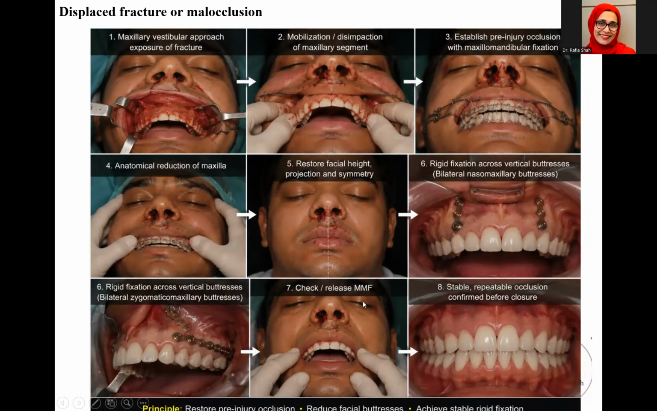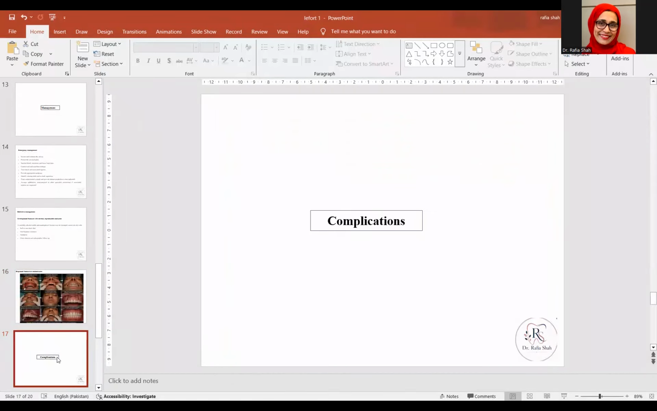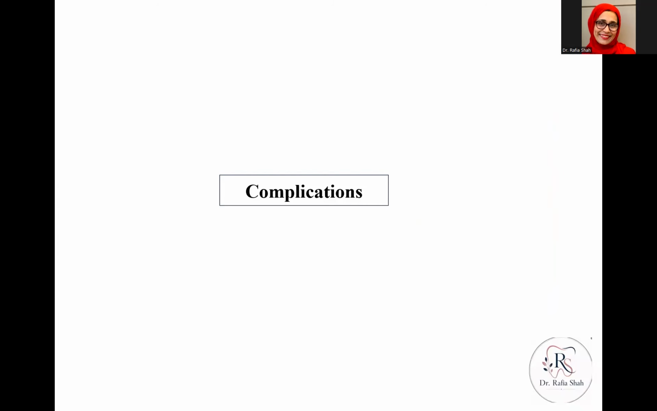So after fixation, we check and reassure that the fixation is done in a way that the occlusion is not disturbed. And then finally, when stable occlusion has been achieved and the mobile portion is fixed, we keep the patient on follow-up. After that, we reassure that the patient is taking a proper soft diet, taking proper medications, maintaining hygiene, and giving proper follow-up, because compliance of the patient is very important.